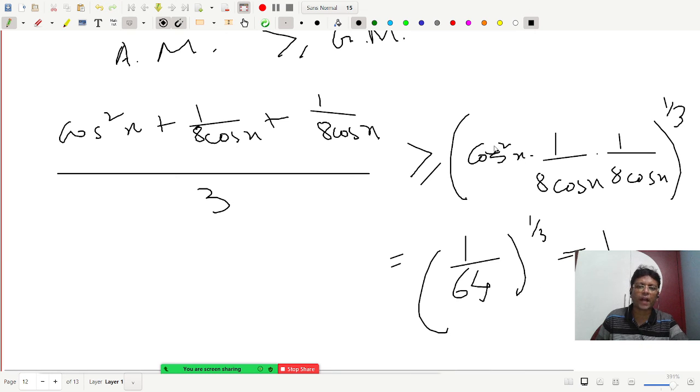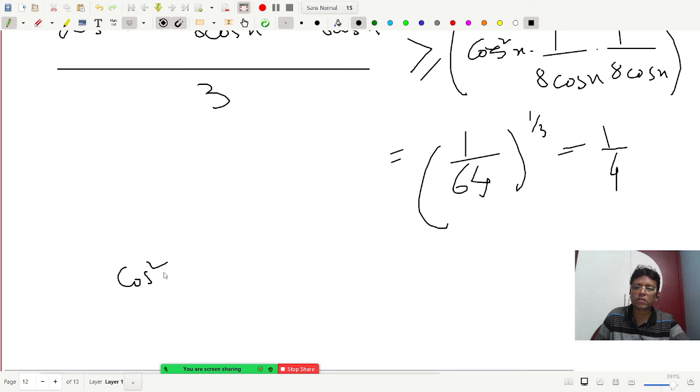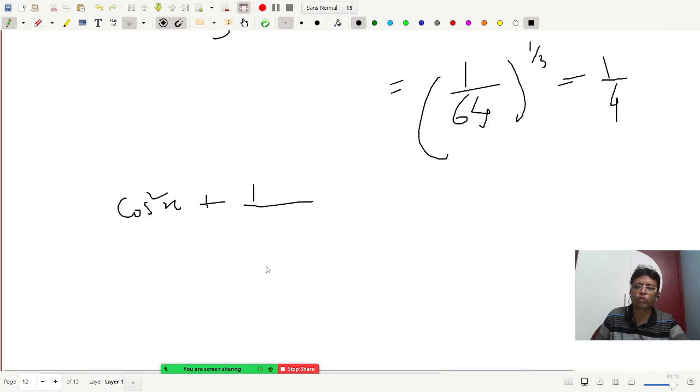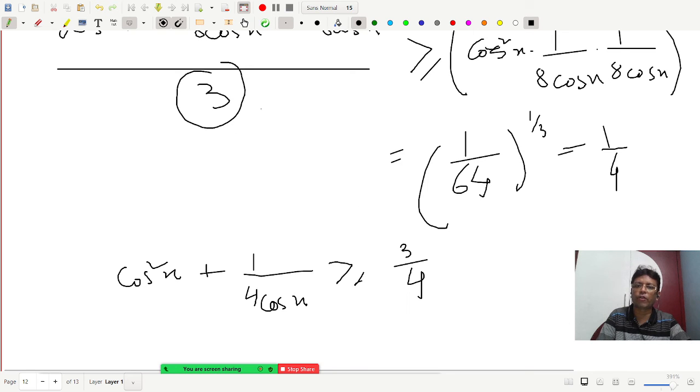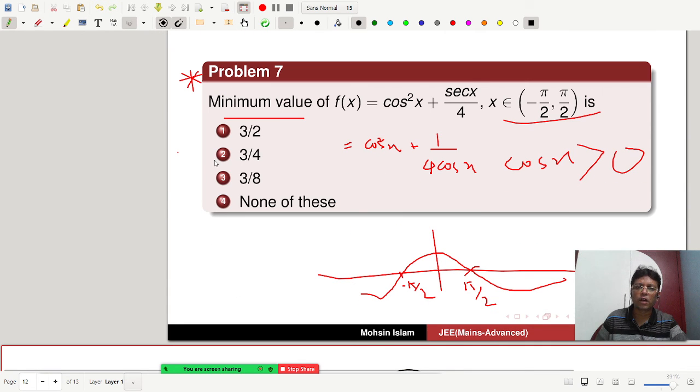So look at that. My target is fulfilled because cos²x is cancelled. I have a pure number on the right. So now I can write cos²x + 1/4 cos x is greater than or equal to 3 by 4, just cross multiplying the 3 to the right. So the minimum value of the function is 3 by 4. Let's check. Yes, you have option B. That's the target you are using. If you can use it in trigonometric problems, you can use it in calculus, and you can always use it in algebra.